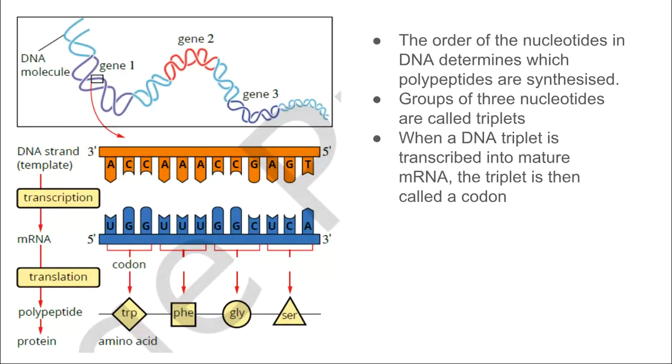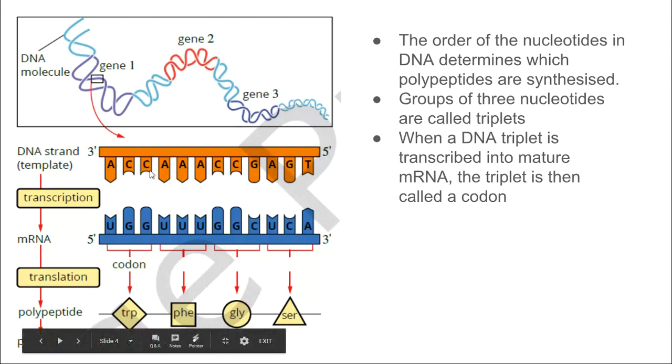The order of the nucleotides in DNA determines which polypeptides are synthesized, and these are found in groups of 3 nucleotides, and we call these triplets. When a DNA triplet is transcribed into mature mRNA, the triplet is then called a codon. You can see that in our diagram here. We have our mRNA through the transcription process. We then translate that into a polypeptide.